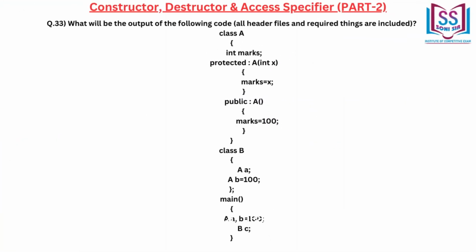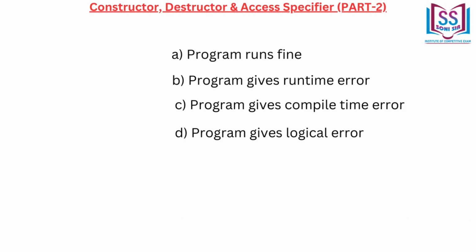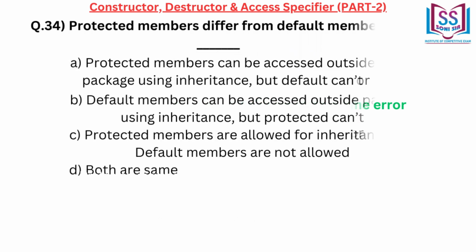What will be the output of the following code? All header files and required things are included. A. Program runs fine. B. Program gives runtime error. C. Program gives compile time error. D. Program gives logical error. Correct answer C. Program gives compile time error. Protected members differ from default members as dash. A.